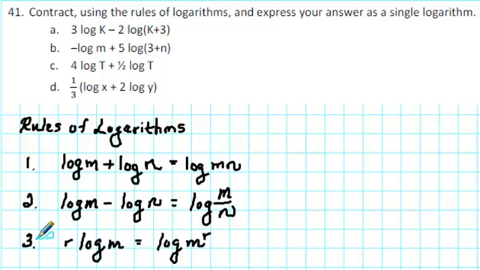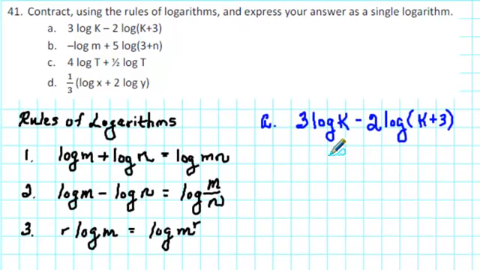The third rule of logarithms says a constant multiplied by a single logarithm is equal to the single logarithm of a power. For part A, we have 3 log of k minus 2 log of k plus 3. At first glance, it might appear that we have the difference of two logarithms, but each of those logarithms has a coefficient. So let's first of all use rule number 3 to write each of those as the logarithm of a power. So the first expression will become the logarithm of k cubed, and the second one will become the logarithm of the square of k plus 3.